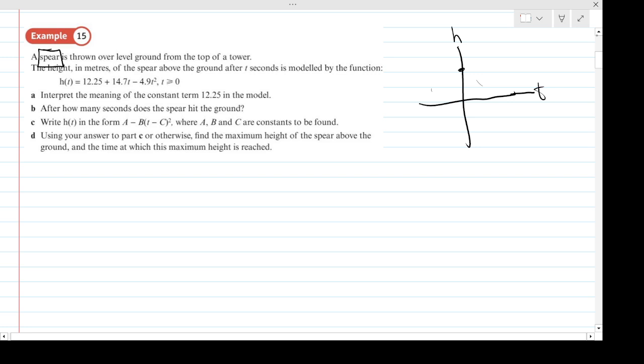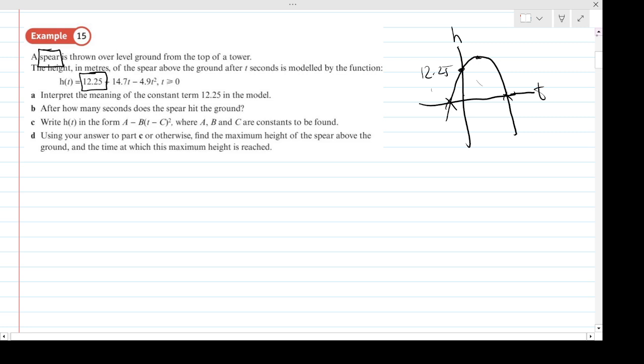But to work out where it crosses the h axis, right? That's going to be when t is 0, isn't it? So when t is 0, when it crosses the h axis, it's going to be this number here, 12.25. So if it has this sort of shape, it's probably going to look something like that, right? I don't know roughly where the maximum is. I don't know where the turning point is exactly. I don't know where the roots are. I'm just saying that's roughly where it may be. Okay, so that's sort of what we're looking for.